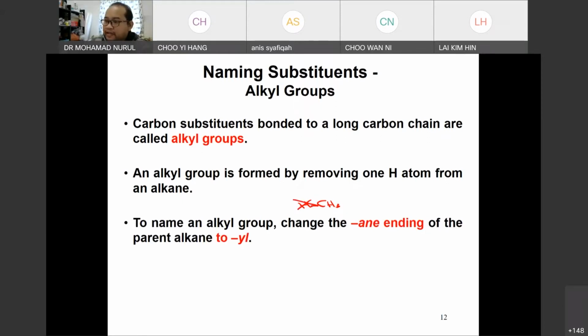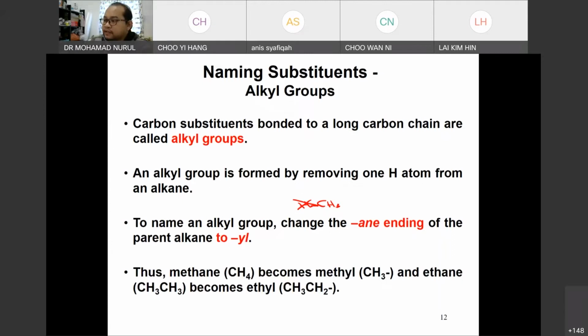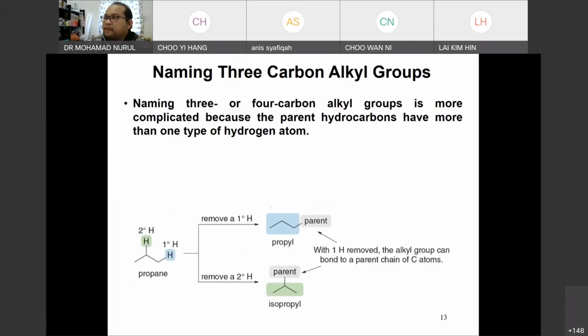For example, methane becomes methyl, ethane becomes ethyl. Alkyl, for example, for the 6 carbon as a branch. So this is kind of example. Methane becomes methyl, ethane becomes ethyl. Naming 3 carbon alkyl groups, this is propyl.